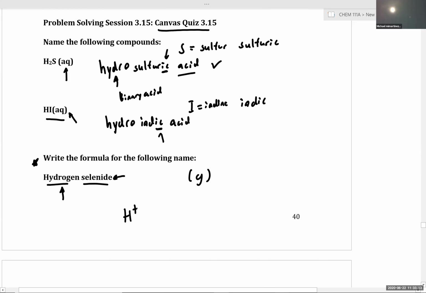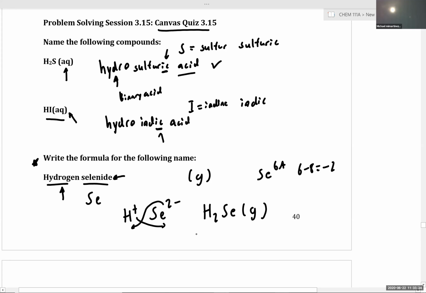Hydrogen is H+. Selenide is derived from selenium, which is Se2-. This is obtained because selenium is a 6A element: 6 minus 8 is -2. We cross our charges, and that in turn gives us H2Se gas. This is hydrogen selenide. You'd certainly know if you're handling hydrogen selenide, as it smells terrible.